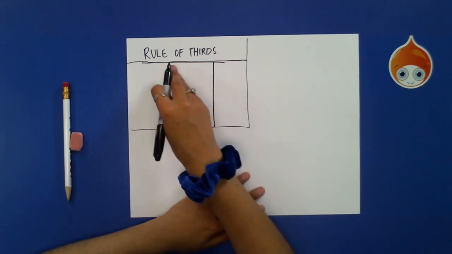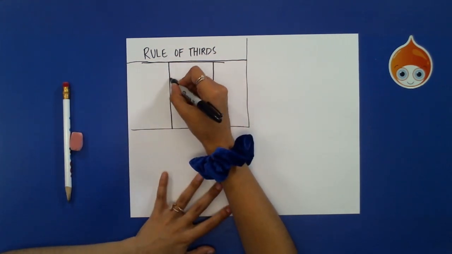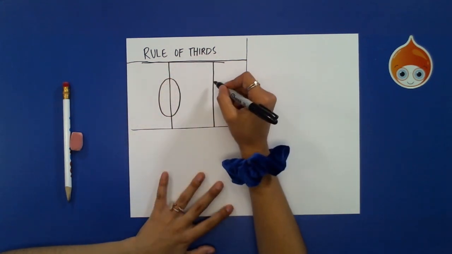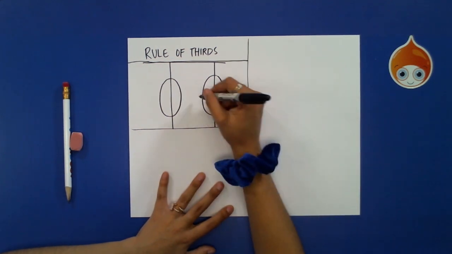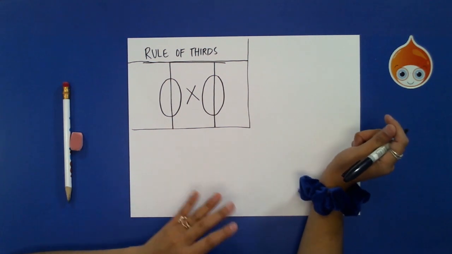But if you have a large piece of paper, you kind of want to follow right along these lines. So your subject would be on the left line here or on the right line here, but never in the middle. And that's just with our rule of thirds.